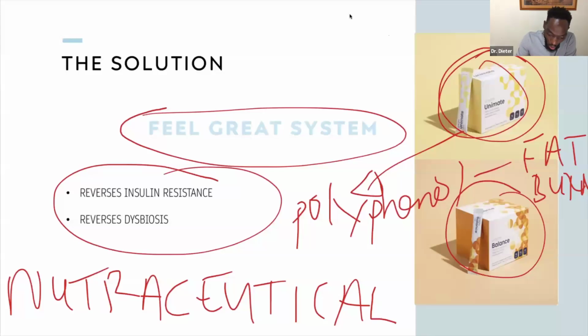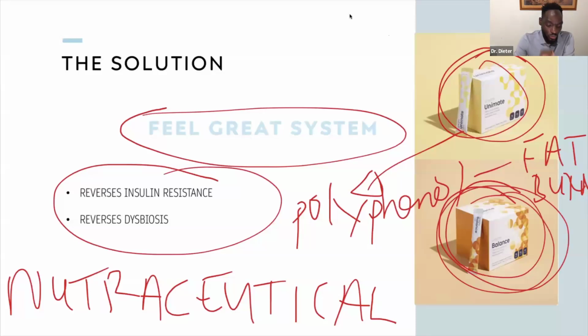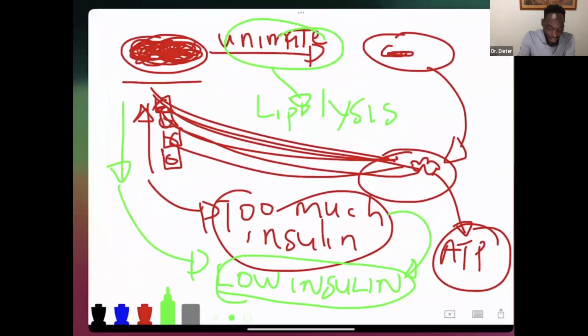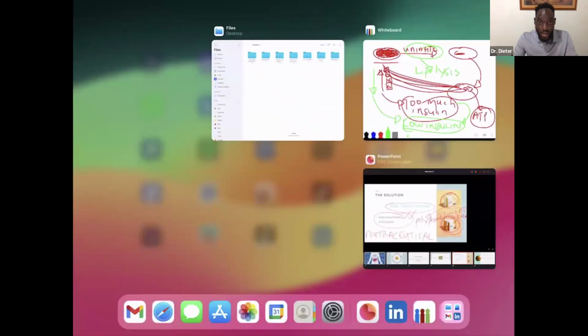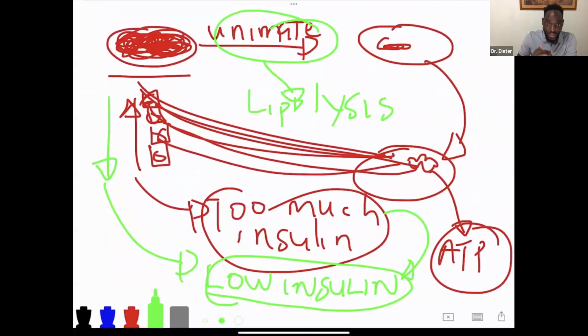The other product in the protocol is a fiber, this product right here. It also helps to reverse insulin resistance. So the Unimate reverses insulin not working well. The fiber also helps to reverse insulin not working well. It does it exactly by the same mechanism, exactly the same mechanism like this. The other thing the fiber does is that fiber helps to decrease your glycemic index. It helps to decrease the amount of insulin, as a result, that the body produces.